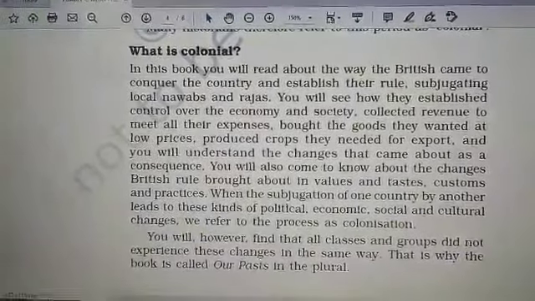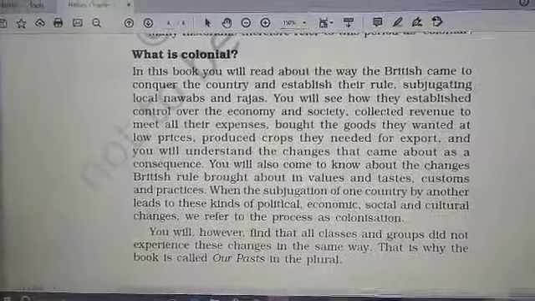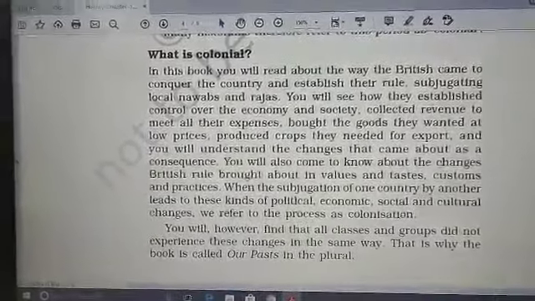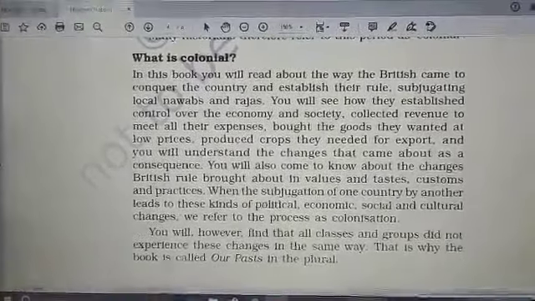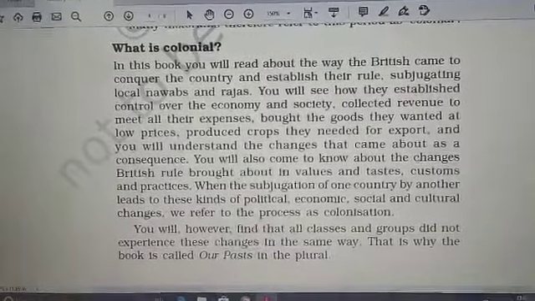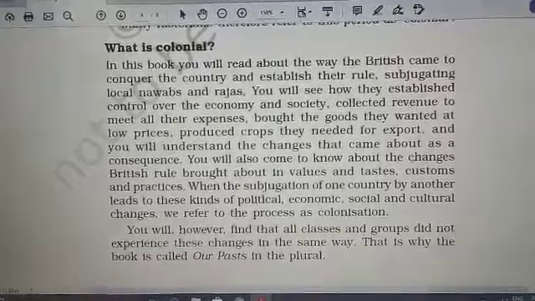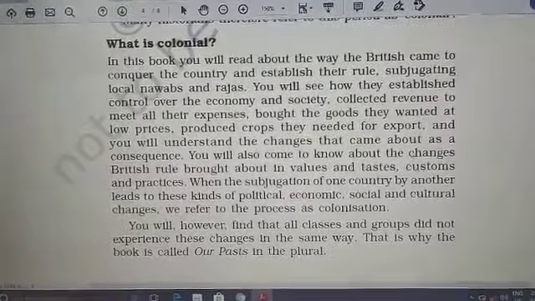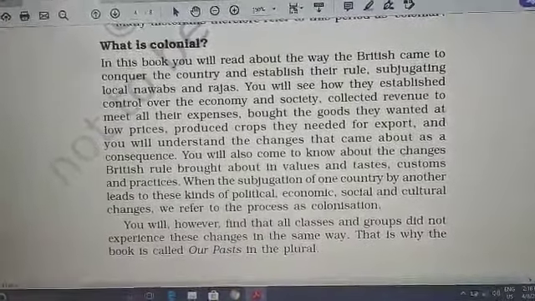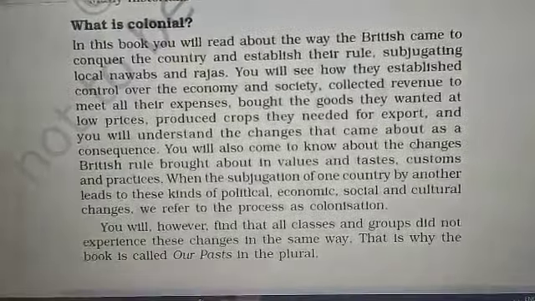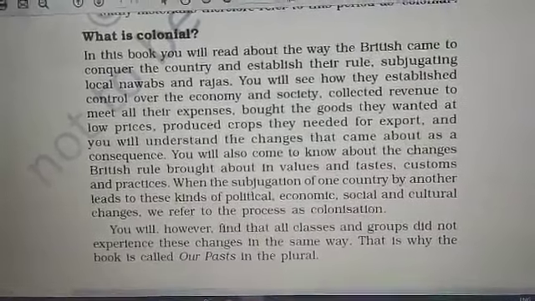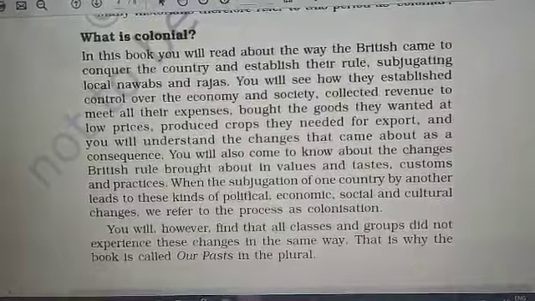So, next is: what is colonial. First of all, you need to understand the meaning of colonial. Colonial refers to the period when Europeans captured other countries. In this subtopic, you will read about the way the British came to conquer the country and establish their rule. You will see how they established control over the economy and society, collected revenue to meet all their expenses, bought the goods they wanted at low prices, and produced crops they needed for export, and you will understand the changes that came about as a consequence.